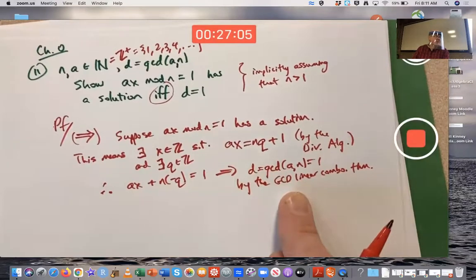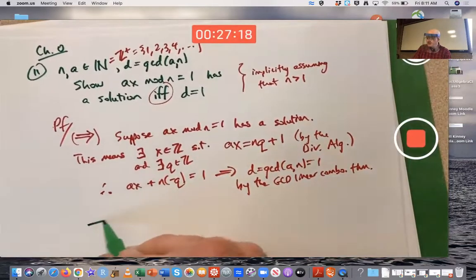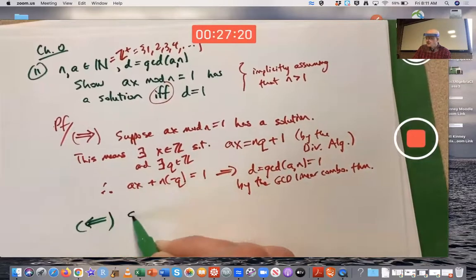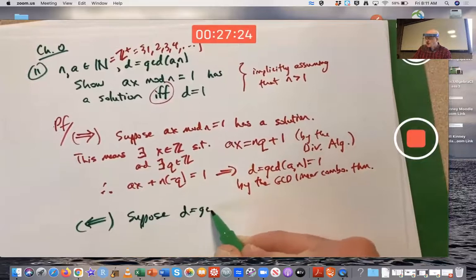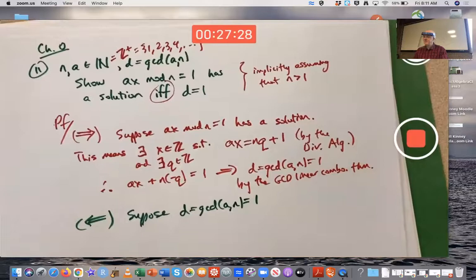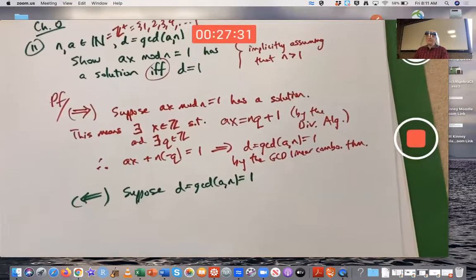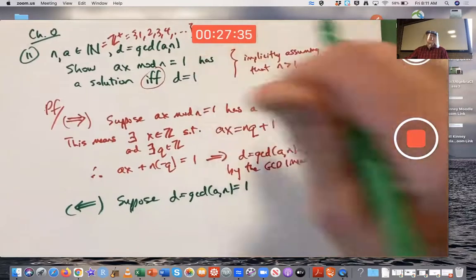So they really could have improved the corollary. They could have made it an if and only if. All right, let's try the other direction. Suppose D, which is the GCD of a and n, equals 1. We need to show AX mod n equals 1 has a solution.